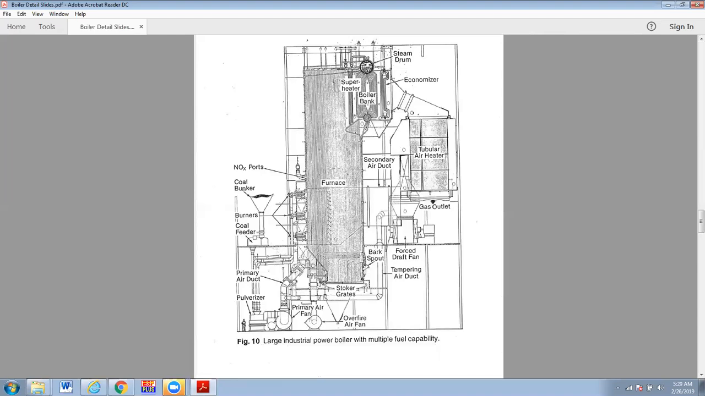Oh, this is showing a bark spout, so that you could inject bark or waste wood or something like that. So you could be burning a combination of fuels on this thing. Yeah, pretty nice. Pretty good stuff.